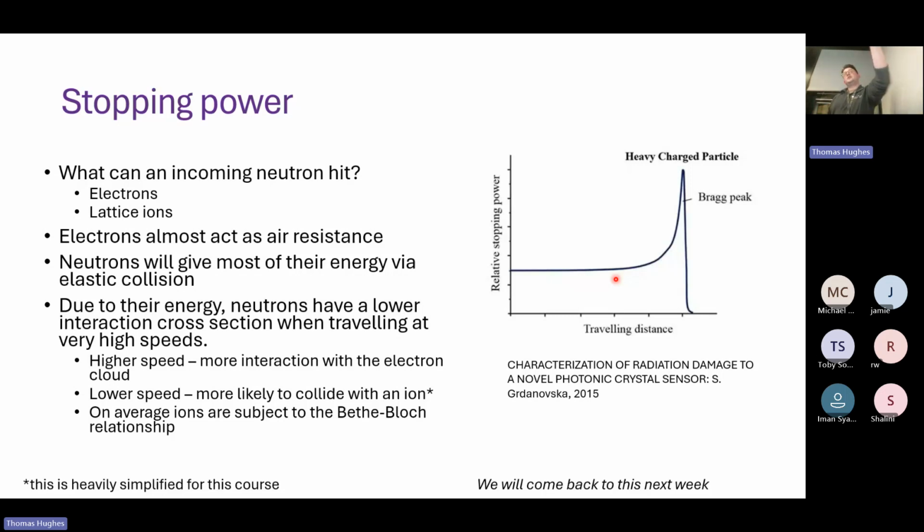This is why you get this thing called the Bragg peak. So you've got your damage going all the way through, and then it hits the point where all the neutrons are like, right, it's time to start colliding with stuff, and they all collide and drop. We will come back to this next week because it's quite important to consider for simulating this kind of stuff.